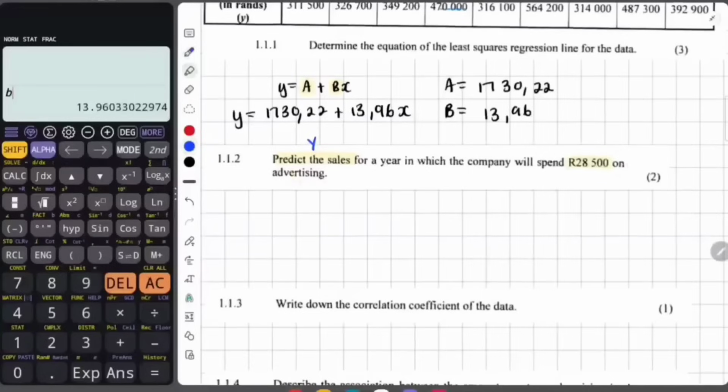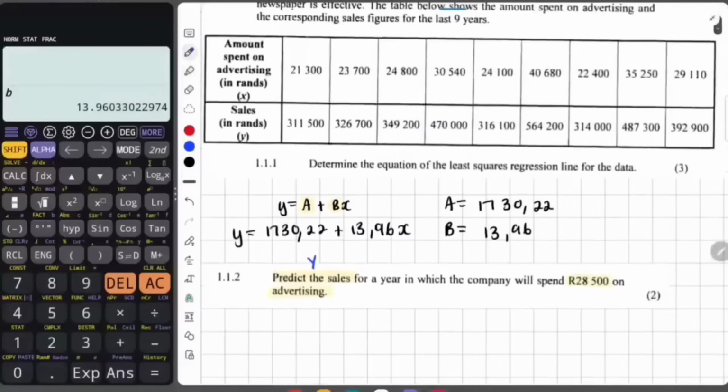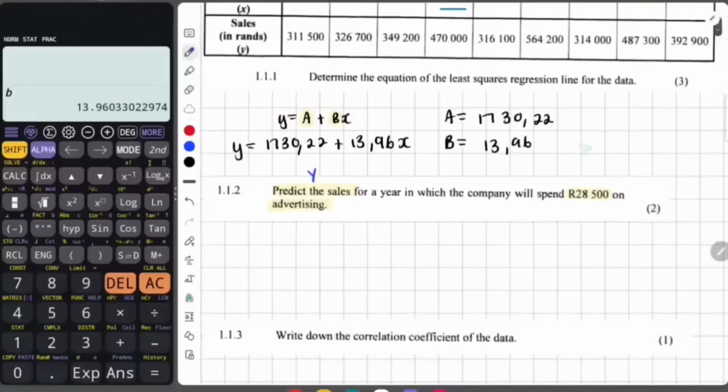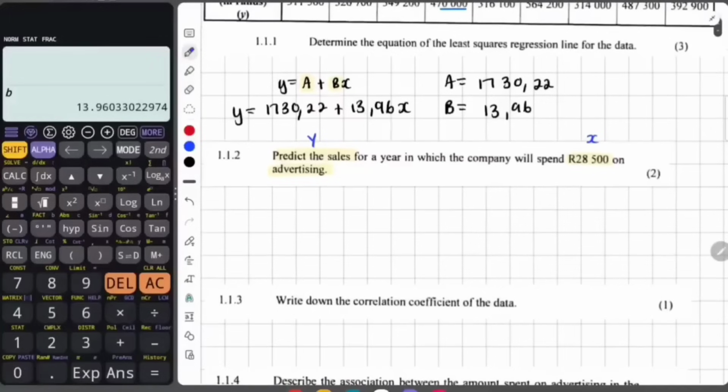Okay, so they're spending this on advertising, and advertising is referring to the X values, the amount spent on advertising. So that is X. So they're giving you an X value. They want you to find a Y value. To predict this, you're going to use the equation of the least squares regression line, because that's all we have right now. Okay, we never drew a scatter plot or anything.